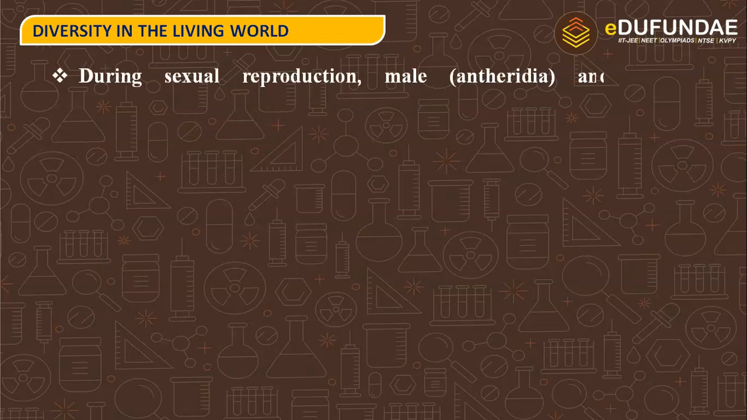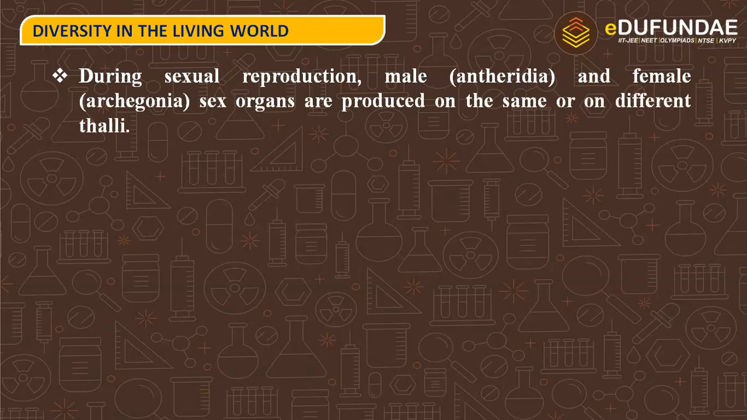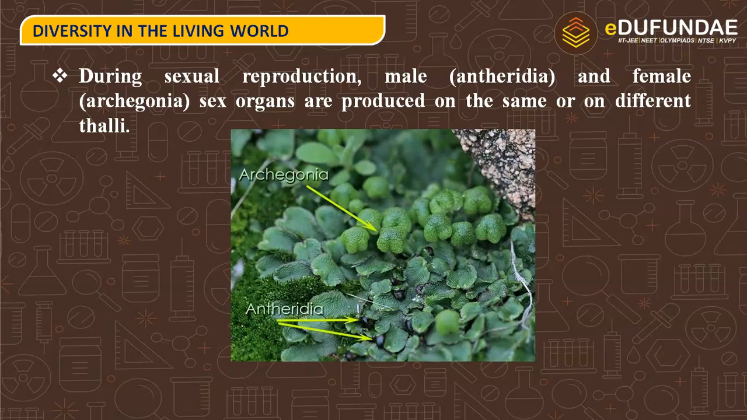During sexual reproduction, male, that is the antheridia, and female, that is the archegonia, sex organs are produced on the same or on different thalli. So here I can see that the archegonia and antheridia are formed on the same body, the same thallus.